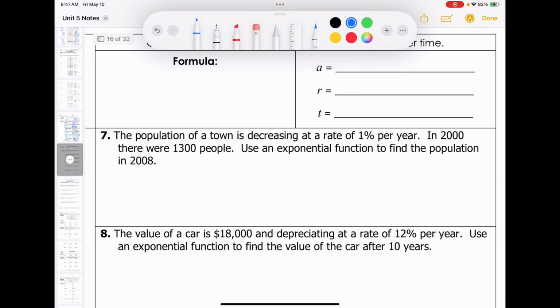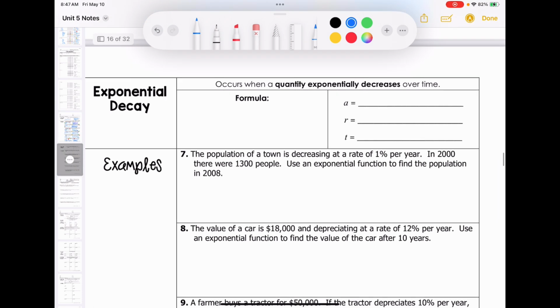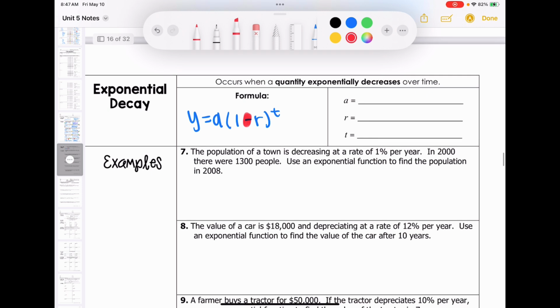All right, let's look at the back. Now we're going to look at decay, which the formula is the same, except now we are subtracting instead of adding our rate. All right, so A is still the initial. R is still the rate, and T is still time.